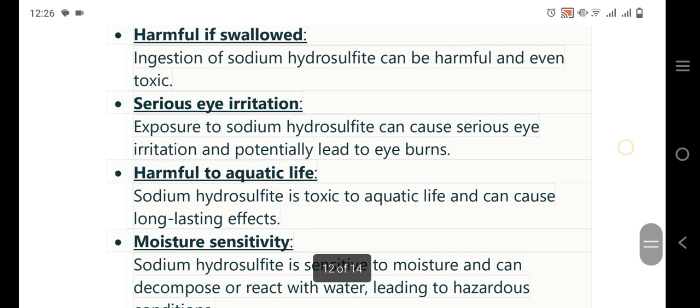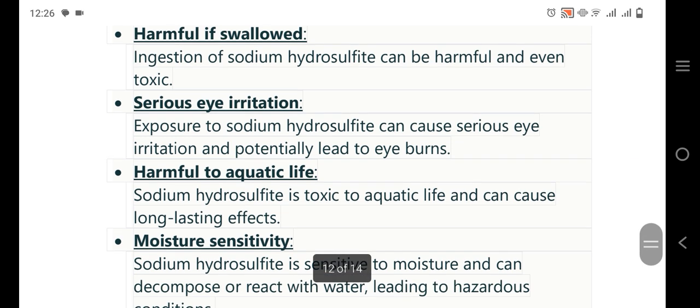If someone swallows sodium hydrosulfite, it's important to seek medical attention immediately. They should not induce vomiting unless instructed to do so by a healthcare professional. Instead, they should rinse their mouth and drink plenty of water to help dilute the chemical and minimize its effect on the digestive system.